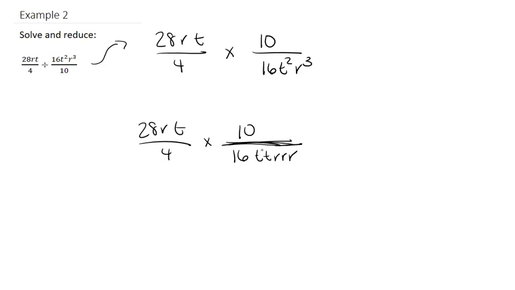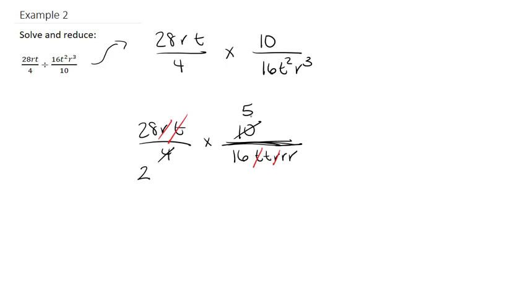Now let's go ahead and cancel things out. We have this r and this r. We can cancel those out. This t and this t. Now we have some numbers that we can reduce. So we see that we can reduce a whole 2 from here. So 4 divided by 2 is 2. 10 divided by 2 is 5.